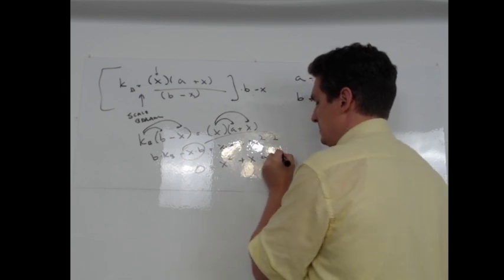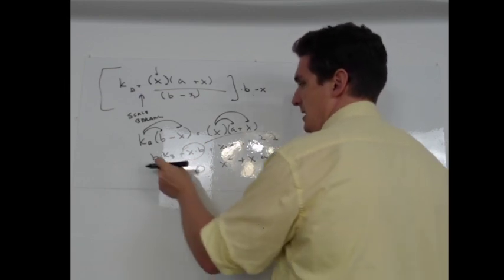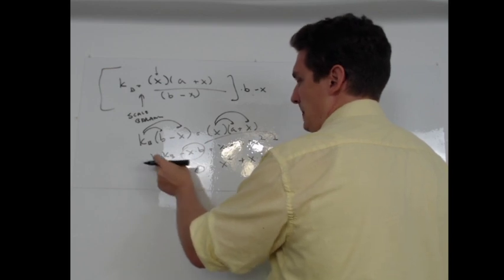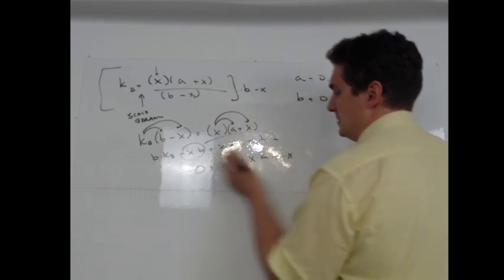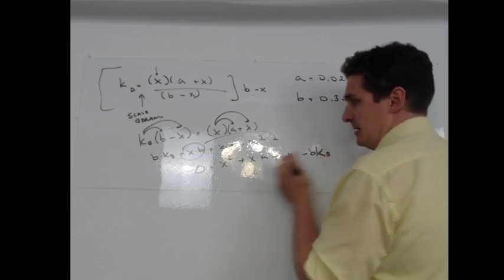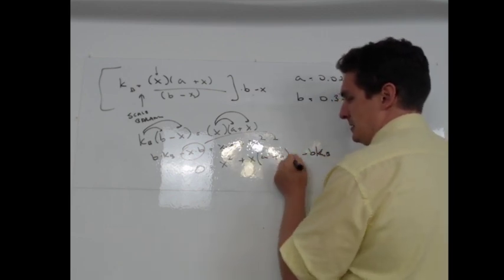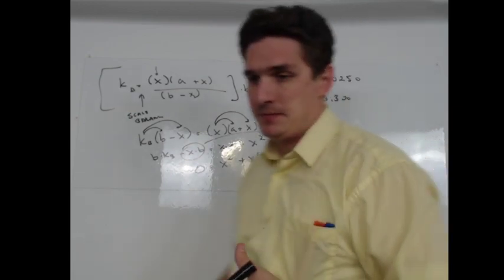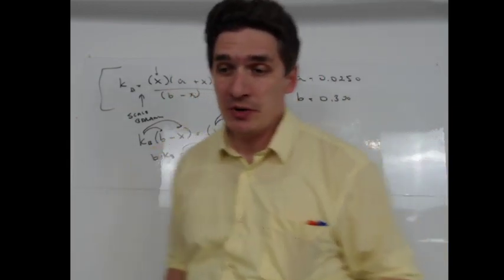Let's get B times X. And when, again, I bring this over, it's going to be the opposite, minus B times KB. Group like terms. And now I have it set up for the quadratic equation.